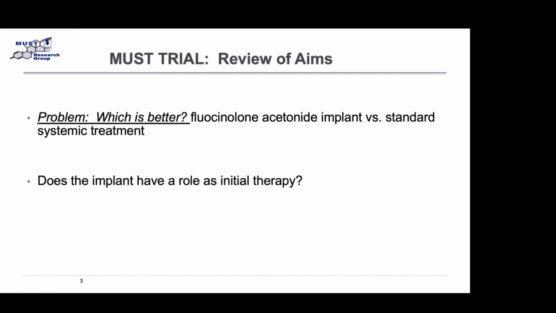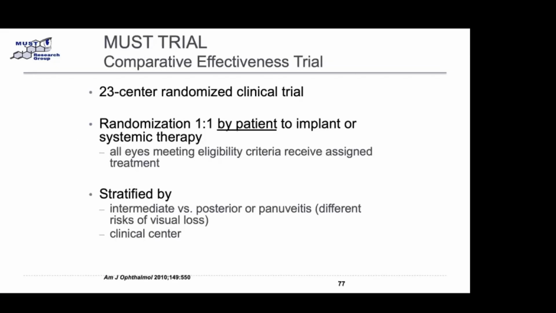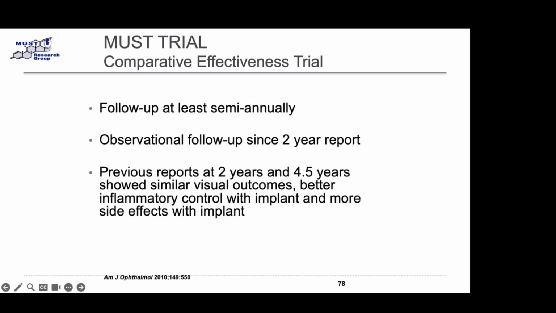So we thought, ophthalmologists or surgeons, we're treating like a rheumatologist. People are going to like treating with implants, and we want to see if it's really better before everyone starts using it. This was a 23-center randomized clinical trial and then an extension of follow-up after 2 to 5 years of follow-up as a trial with one-to-one randomization by patient so that we could look at patient-reported outcome measures, which you can't do by eye. And it was stratified by whether it was intermediate or posterior panuveitis. So we didn't look at anterior uveitis, which the implant would not be appropriate for. We followed up at least semi-annually and more often earlier.